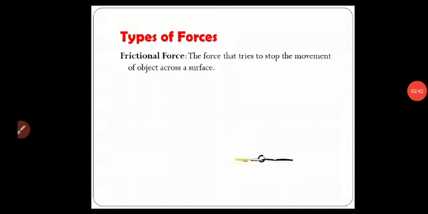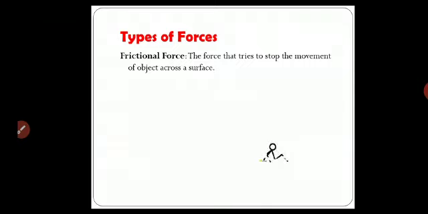The last one is frictional force. Frictional force is nothing but the force that tries to stop the movement of an object. What is a force? Force is nothing but when the object is stationary, you try to move it, or when the object is moving, you try to stop it. So frictional force is a force that tries to stop the movement of an object across a surface.